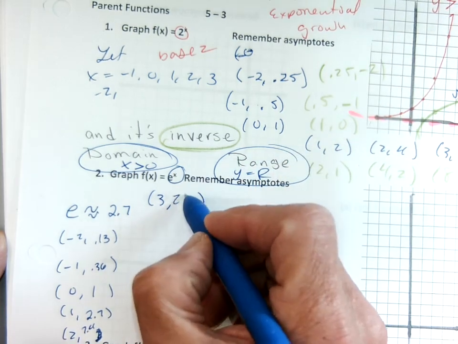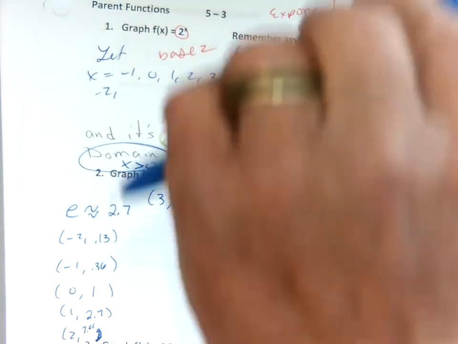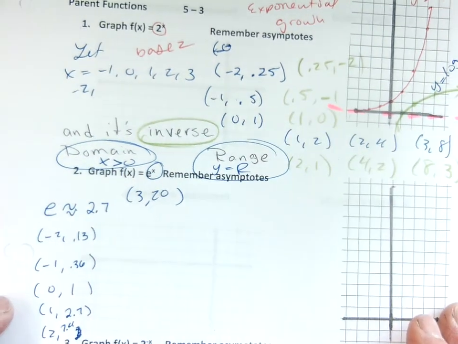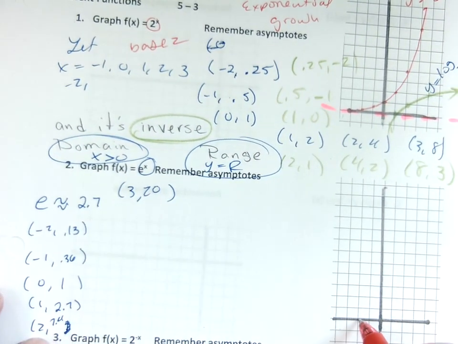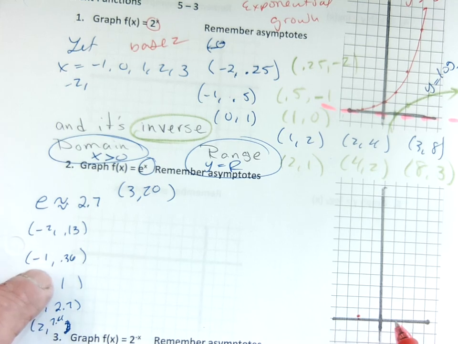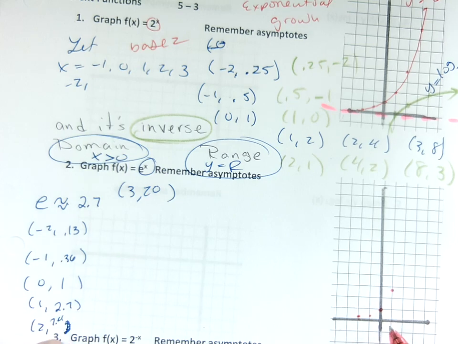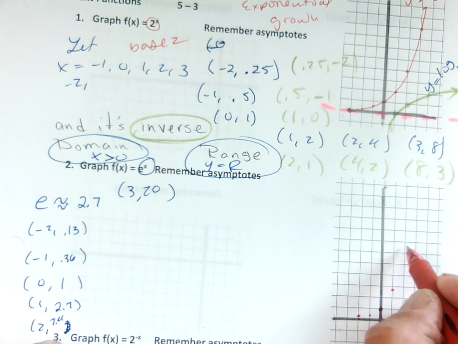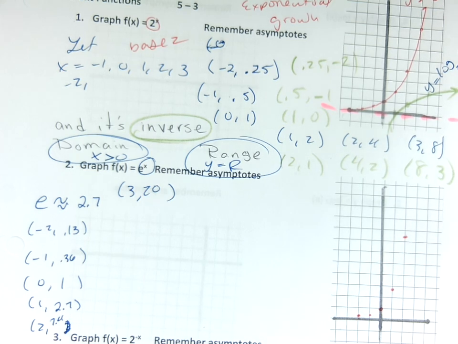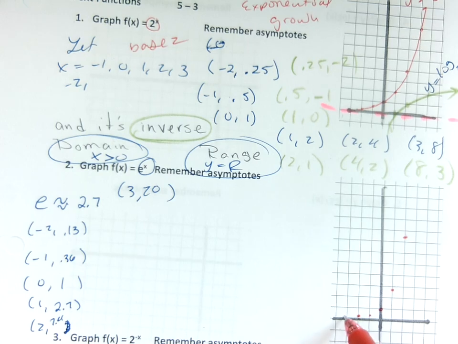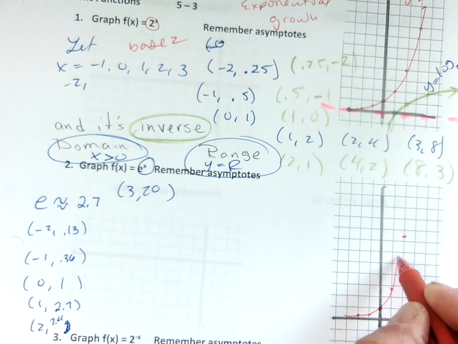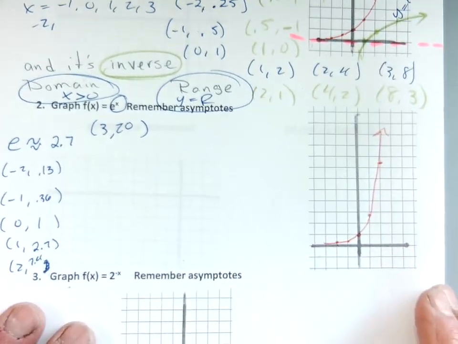So I can graph these also. I'm going to take -2, about 0.13 right about there, -1, 0, 1, 1 and 2.7, 2 and 7.4, maybe about there, and then 3 and 20 is off my graph. So it's very similar, isn't it? It's just a little steeper. Just a little steeper, okay?